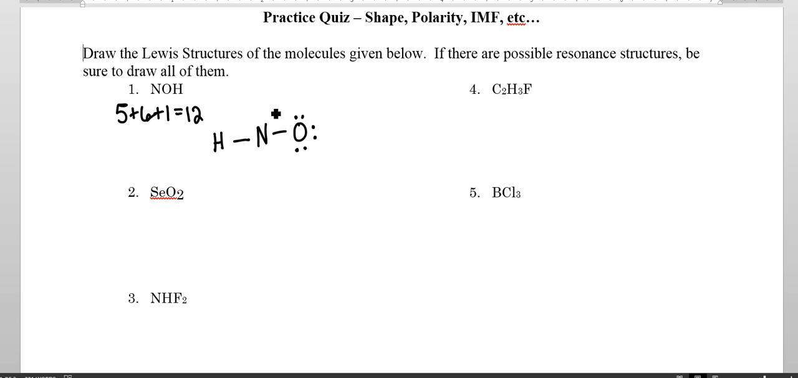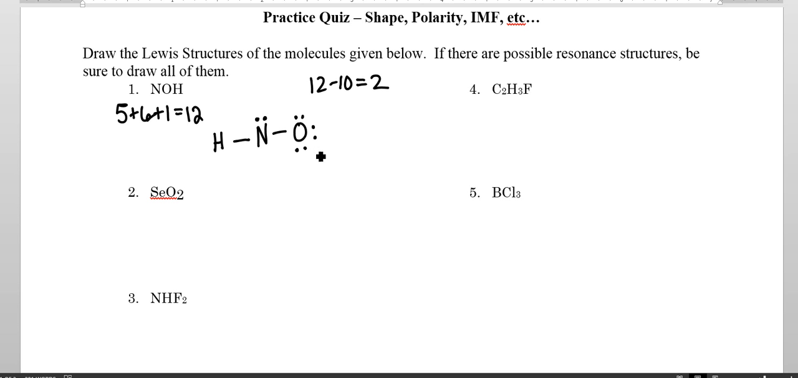So I got to stop and count at this point. So I've used up 2, 4, 6, 8, 10 electrons. I've only got 2 left. So I'm going to put these 2 on nitrogen. And then my last step is I'm going to check to see if everyone has an octet. And it looks like they do not.